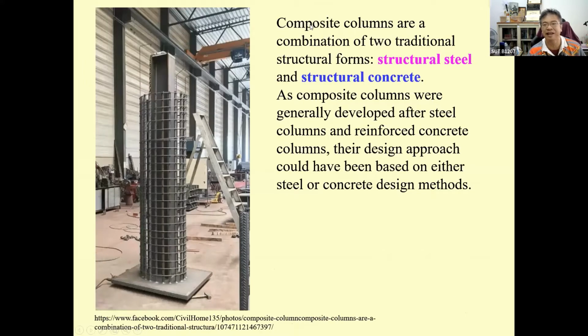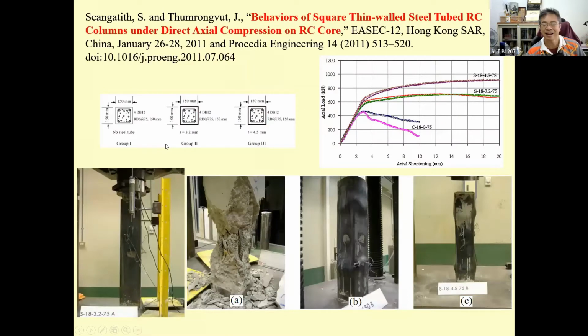This is another example that uses the composite column in various types of buildings. It is very strict, and we don't use it much in Thailand, but this kind of structure is used a lot in developed countries. This is also one of my research topics with my students.